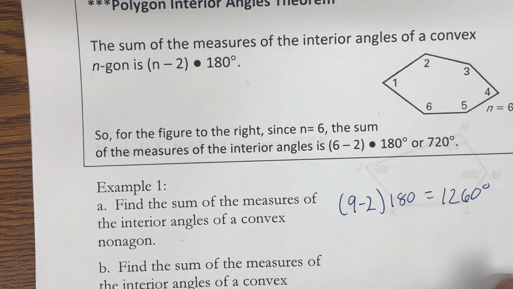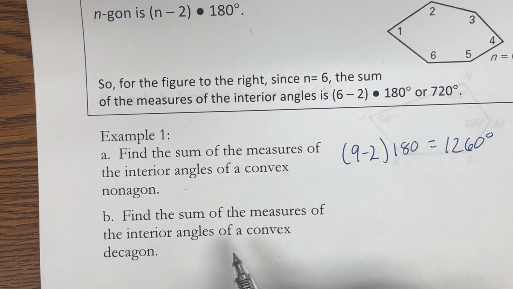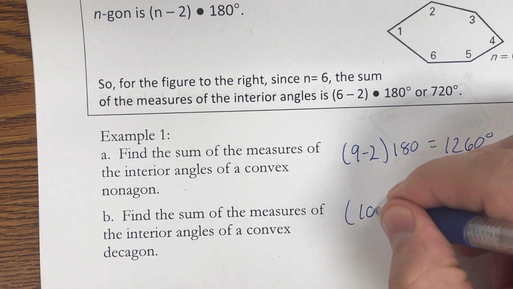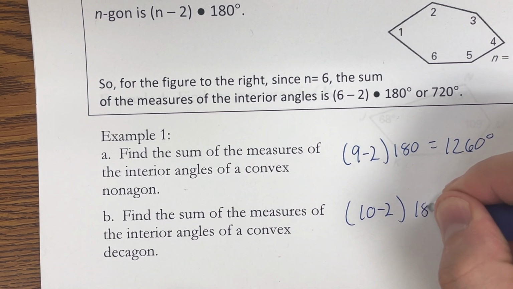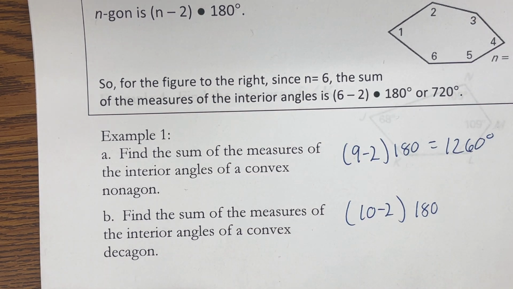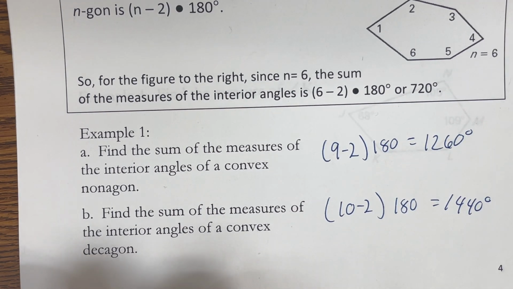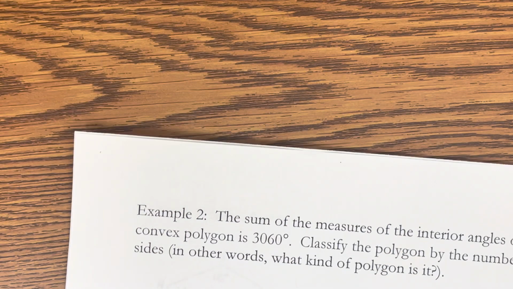All right. Next one says, find the sum of the measures of the interior angles of a convex decagon. So that's 10 sides. So we do 10 minus 2 times 180 degrees. And that is, using my calculator, 1440. And so we would know that all 10 angles have to add up to 1440 degrees.